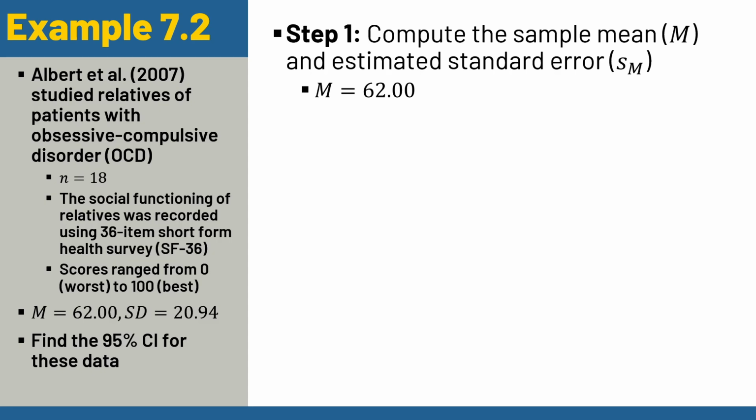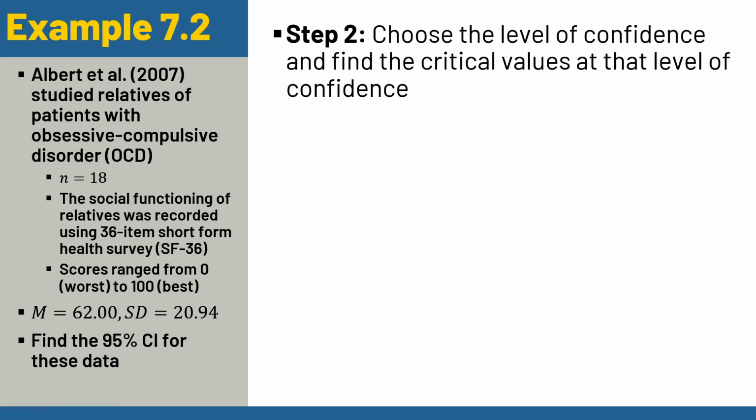So step 1, compute the sample mean and estimated standard error. Sample mean we already reported to 62, right? It's right there on the gray on the left. Standard error, right? That's going to be standard deviation divided by the square root of n. So 20.94 divided by the square root of 18, our n, and we're going to get a value of 4.94 when we do that math. So that's easy. Step 1 is done.